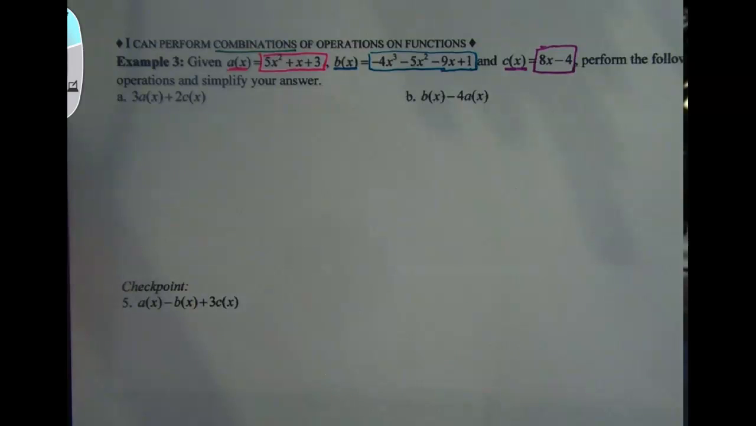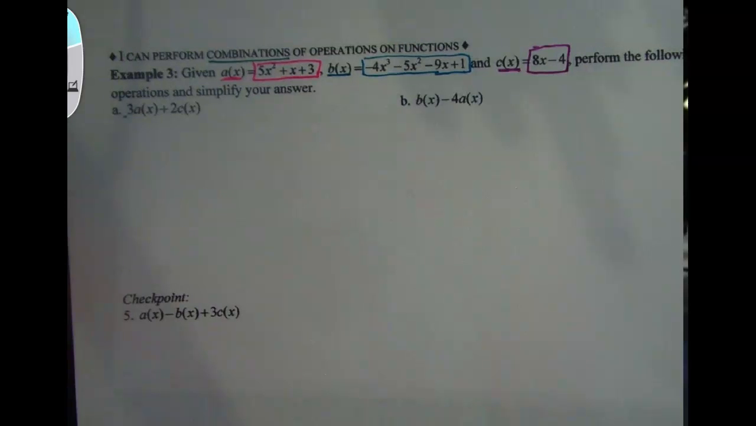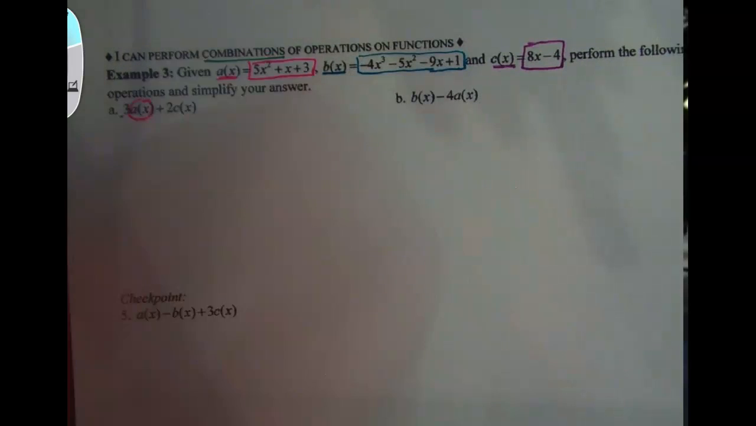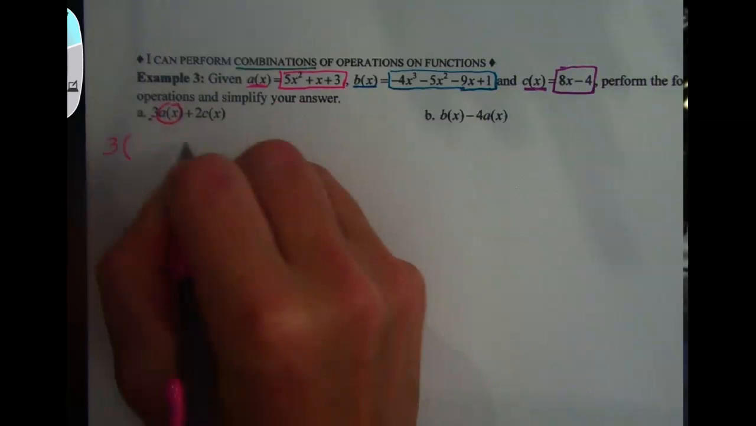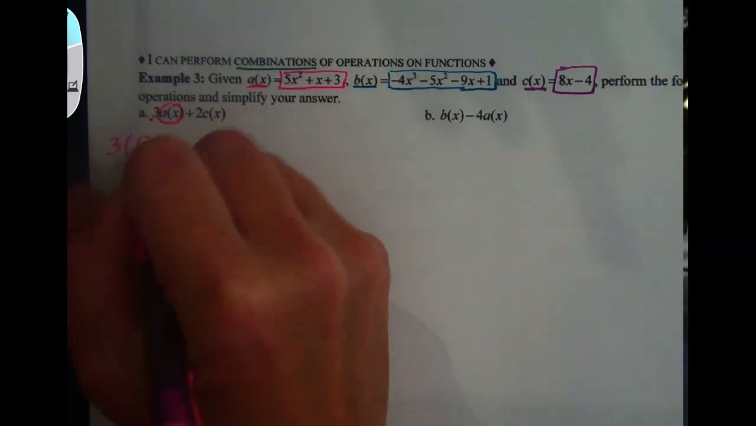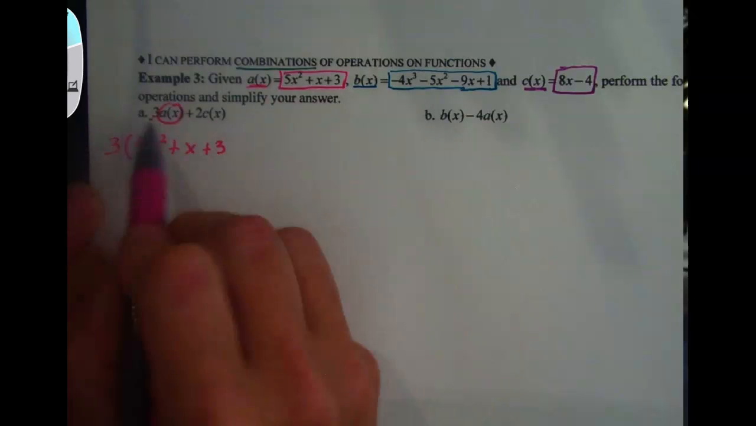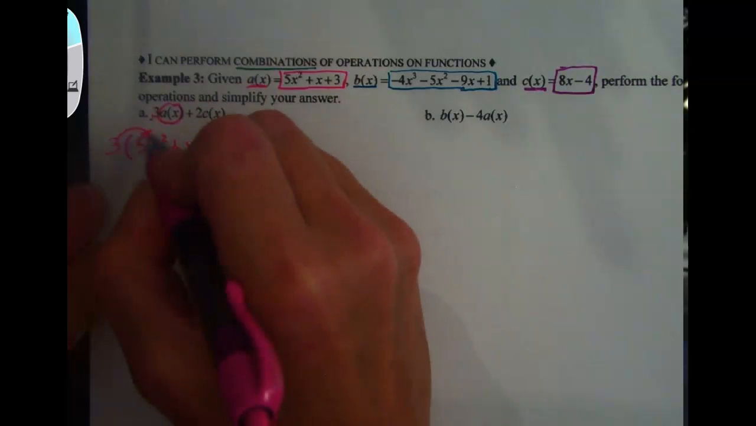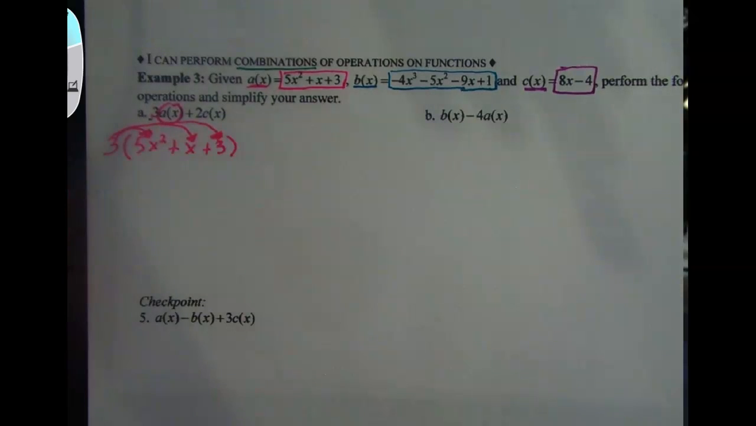So whatever it's going to tell me to do, I'm going to be using the operations and what we've practiced. This first one reads 3 times a of x. So my a of x is pink, and I'm going to put that part first. I'm going to go little by little. 3 times the whole, whatever a of x is. Remember, I'm going to have to put it in parentheses because it's going to be distributed. 5x squared plus x plus 3. I have that 3 times the whole thing. Okay? I like to put my arrows in just so I can count. I have 1 term, 2, 3.